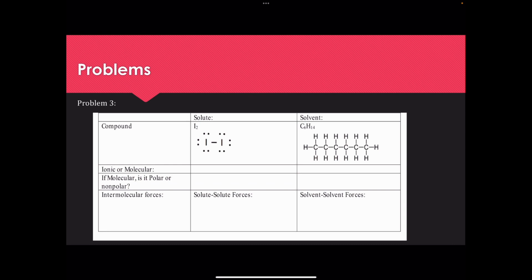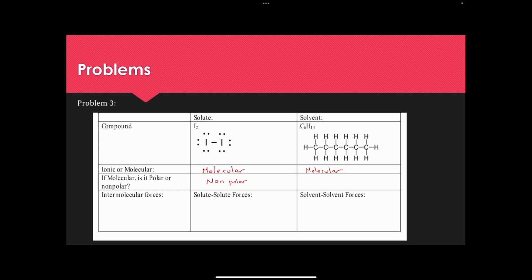If I look at I2, there's no metal present. It's only iodine, which is a nonmetal, so it is molecular. My solvent, C6H14, is all carbons and hydrogens. Those are all nonmetals, so that is molecular. Then we determine, is the molecule polar or nonpolar? Looking at I2, my bond is between the same atoms. It's a nonpolar bond. I only have one bond in that molecule, so I2 is a nonpolar molecule.